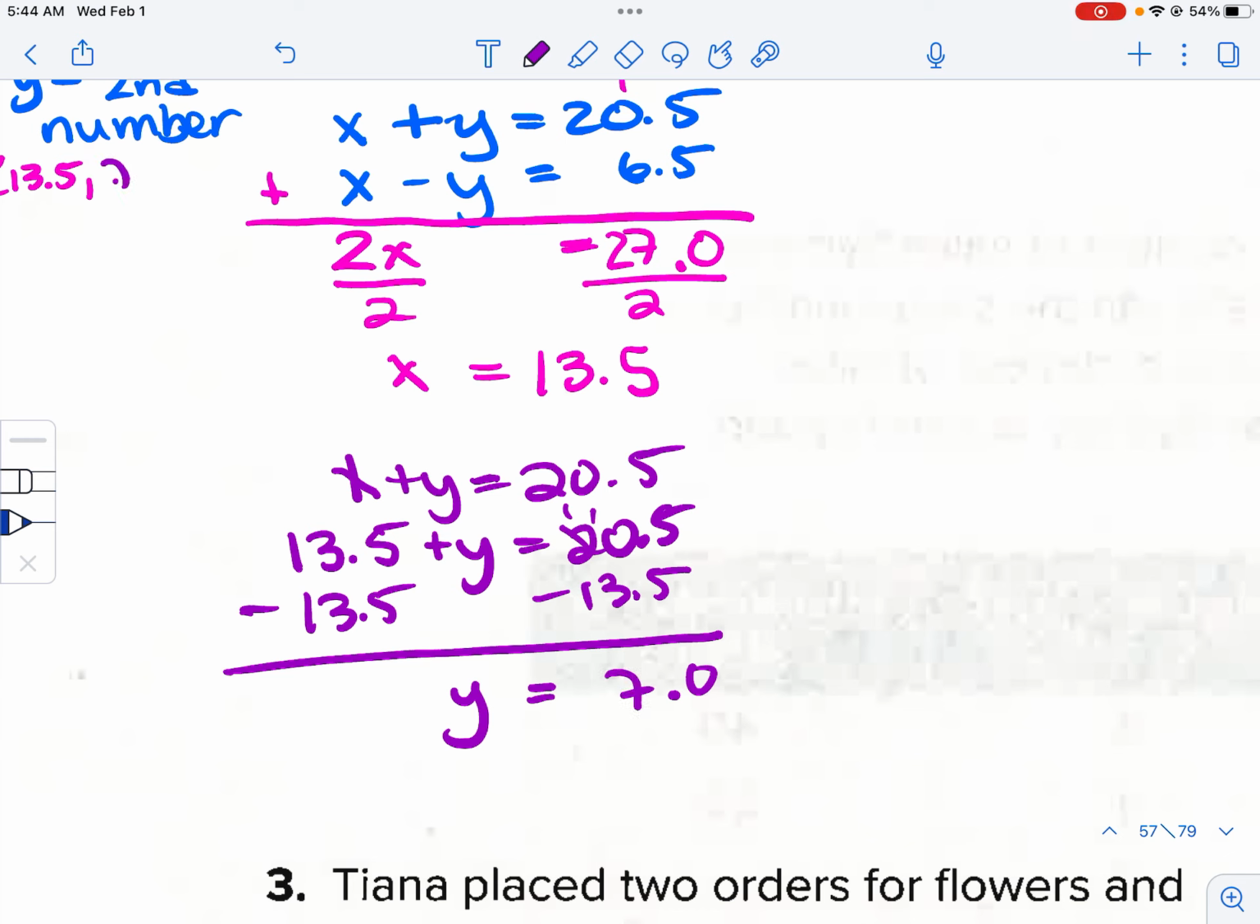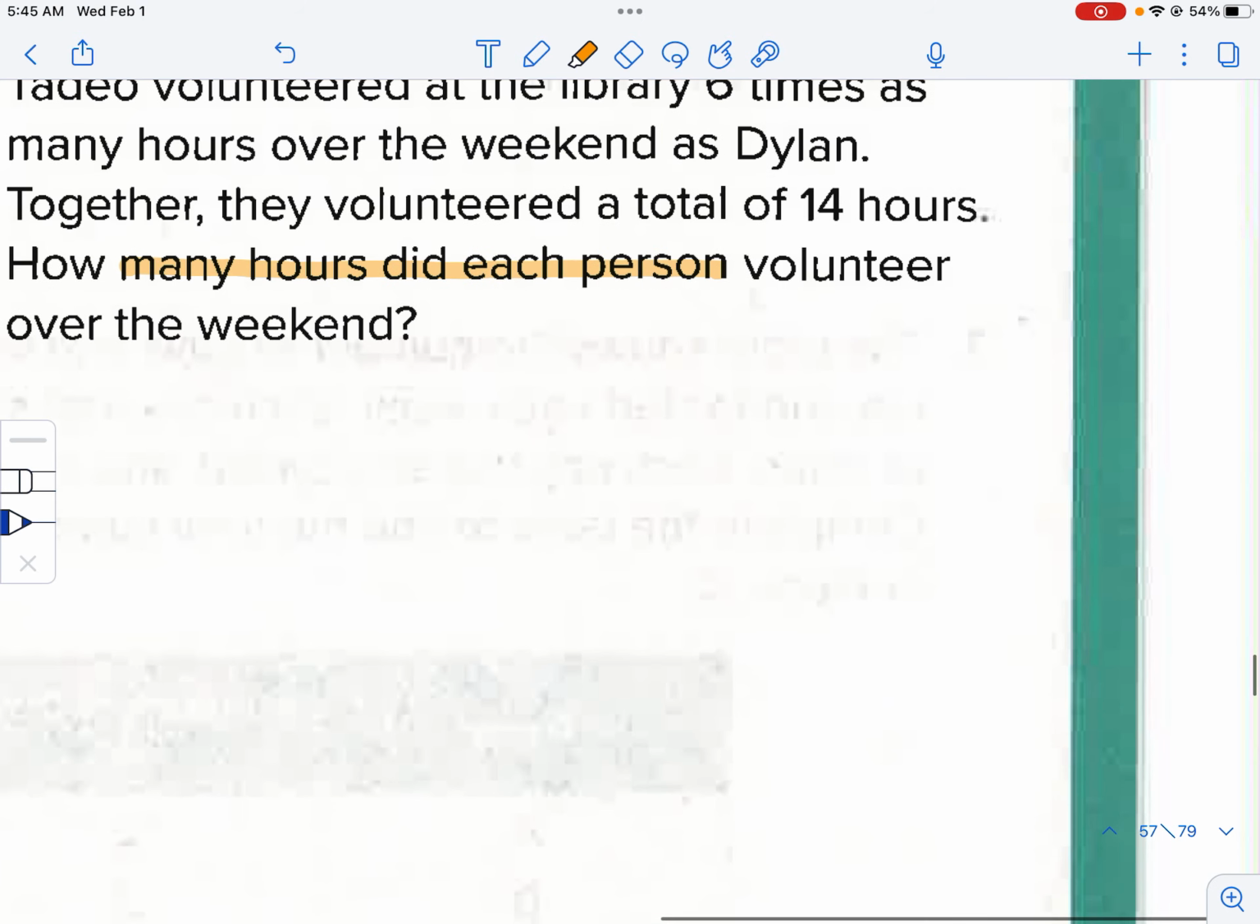Okay, let's go to this next one. Tadeo volunteered at the library 6 times as many hours over the weekend as Dylan. Together, they volunteered a total of 14 hours. How many hours did each person volunteer over the weekend? So what are we looking for? We're looking for how many hours each person volunteered. So I have to decide on x and y. I'll just write it right here.